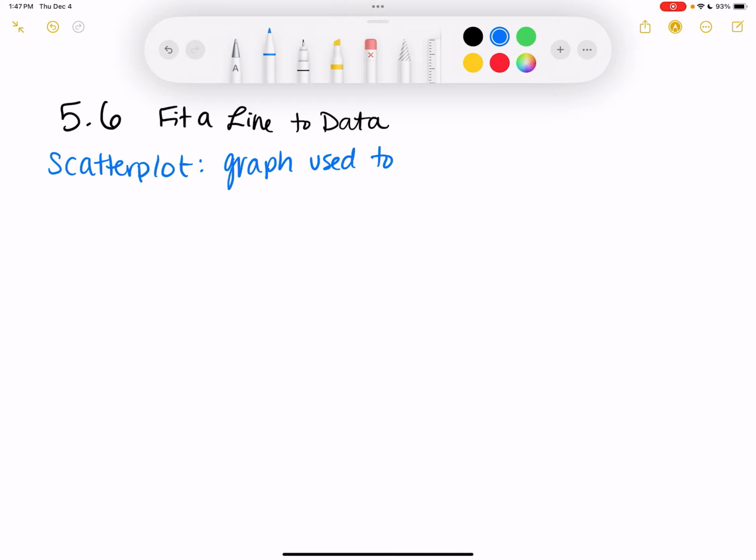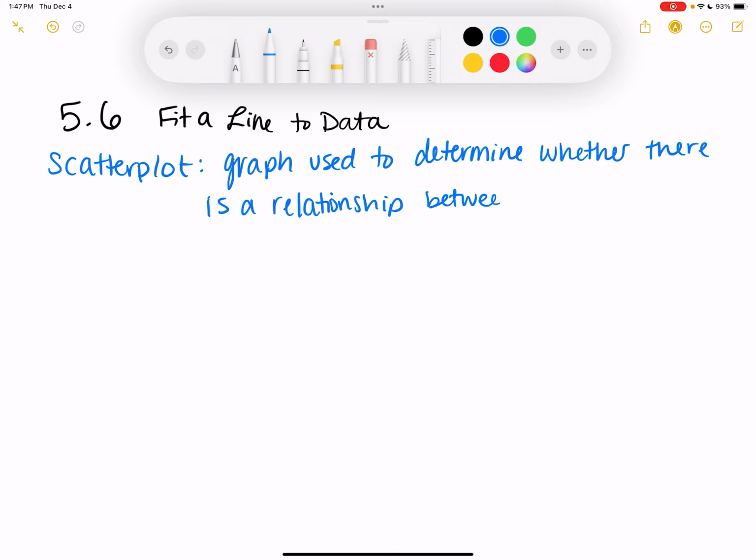I should have let Daniel teach this lesson. To determine whether there is a relationship between paired data.